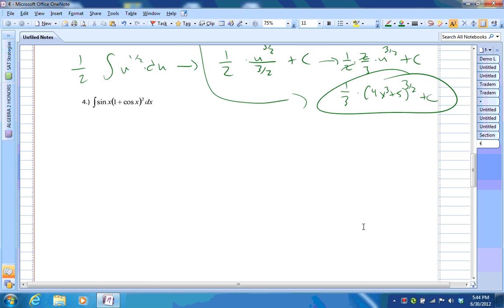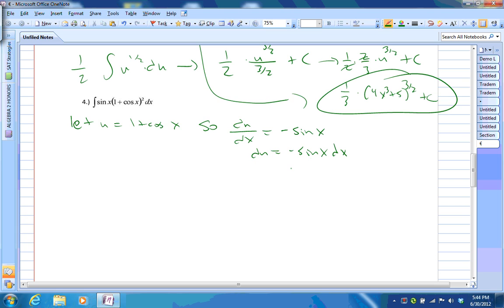Let's do one that involves trig functions. Now in this case, let u equal 1 plus cos x, because right now it's being raised to the second power, so it'd be easier to let that be u, because then we'll have u squared, and then we can substitute for sine x later on. See, if u equals 1 plus cos x, du over dx will simply be negative sine x. Remember, the derivative of cosine is negative sine x. So du equals negative sine x dx, or sine x dx equals negative du.